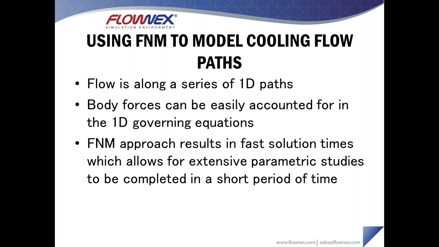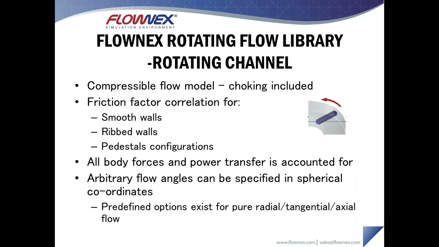So when it comes to modeling cooling paths, a one-dimensional or this flow network modeling approach is quite suitable because the flow itself follows a series of one-dimensional paths. So the one-dimensional flow discretization suits this very well. The body forces inside of the turbine due to the rotation can be easily accounted for in the governing equations. And due to the very fast solution times of this approach, it allows us to run extensive parametric studies to be completed in a short period of time.